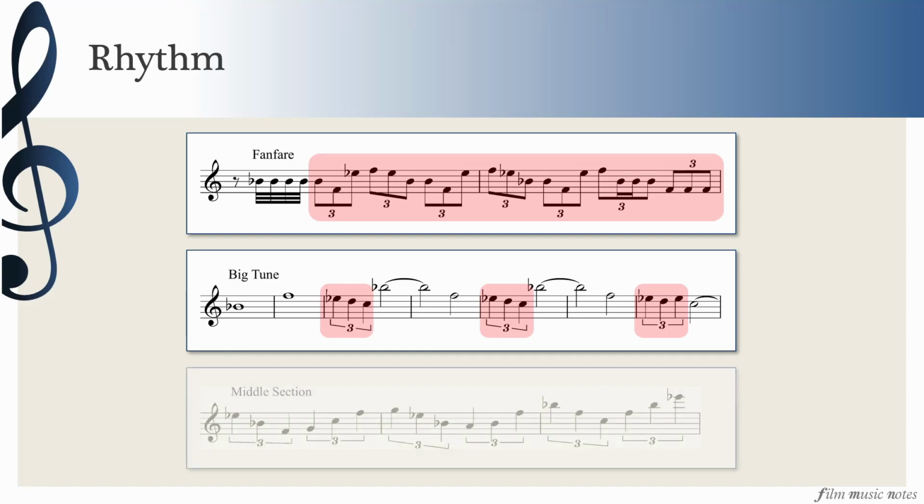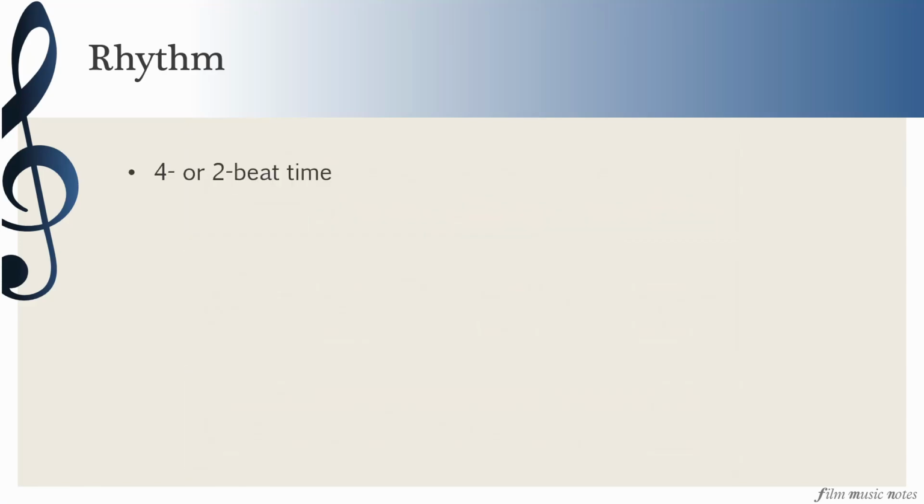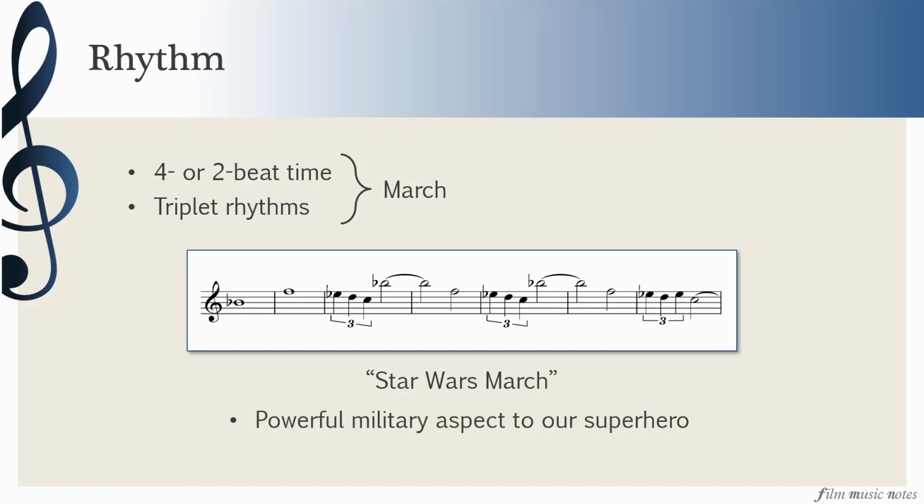Even the lyrical middle section retains the triplets and the wind and piano accompaniment I mentioned before. Now, in the context of a four or two beat time like this, triplet rhythms give the music a march-like character. In fact, these triplets are so pervasive that the entire cue might aptly be called the Star Wars March, since it is essentially a march in all but name. In any case, the implication is of a powerful military aspect to our mythic superhero.